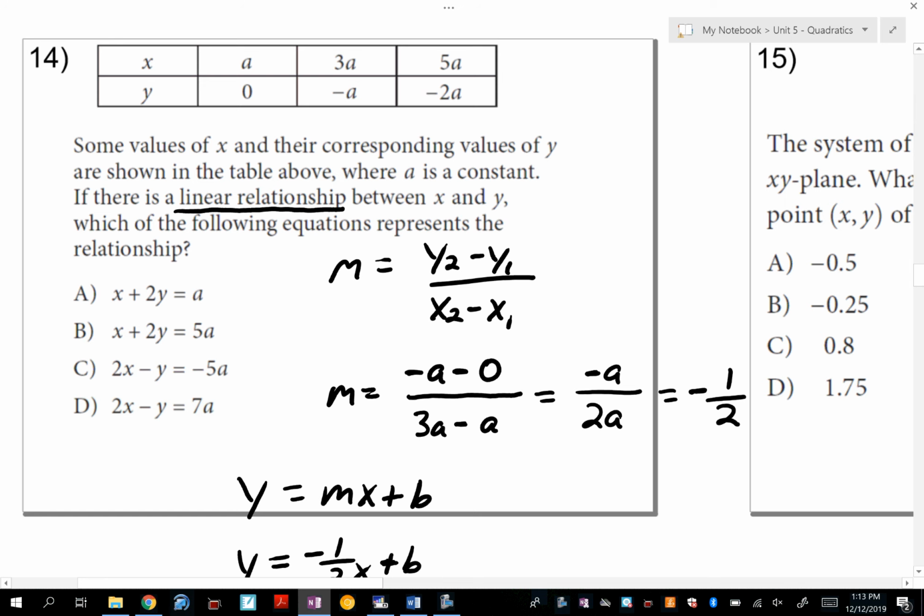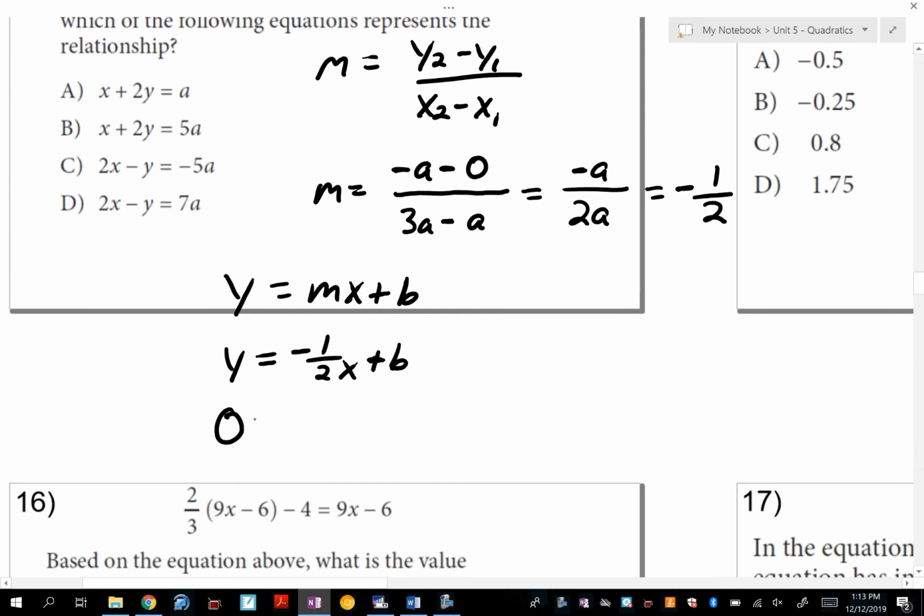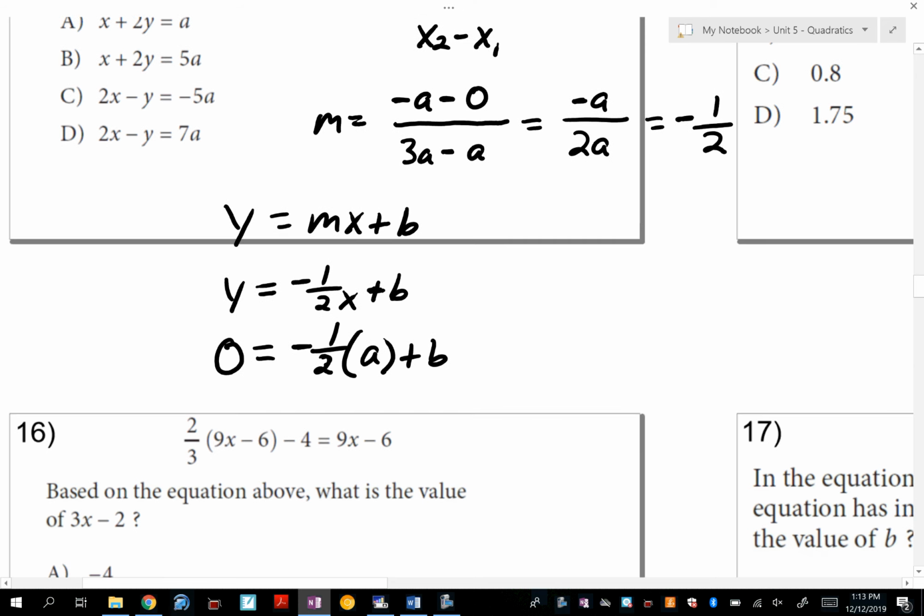So which one do you want to use? I'm going to plug in a for x, and for y, I'm going to plug in 0. So y we said is 0, and x is a. That means if I multiply negative 1/2 times a, I get negative 1/2 a plus b. So what is b equal to? If you move the negative 1/2 a over, what is it equal to?